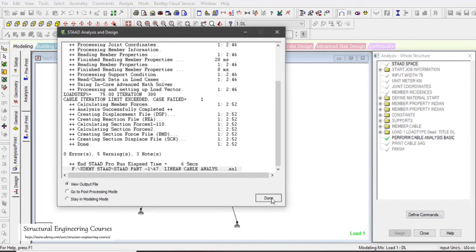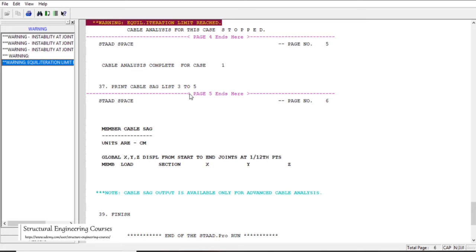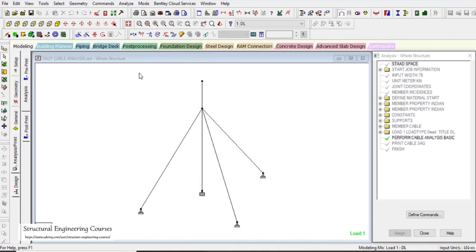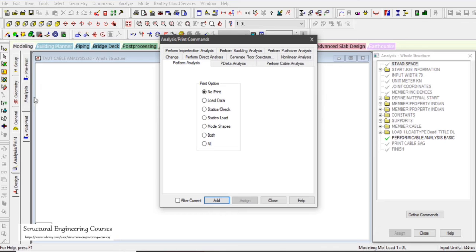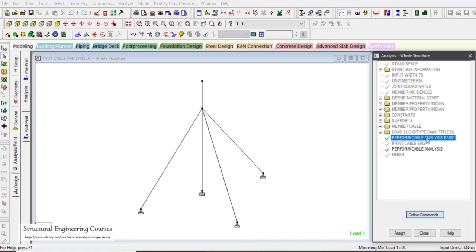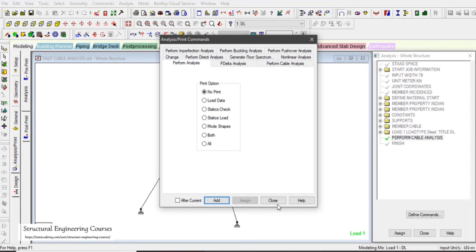So when we go to the output file here you can see that it is showing us the warning that equilibrium iteration limit has reached and cable analysis for this case has stopped. So basically the problem is that we are doing the basic cable analysis. To avoid that, we can go to the analysis and perform cable analysis, and then left click on advanced cable analysis, and then left click on add here, and then just delete this option here. And we need to define this command again, that is cable sag command.